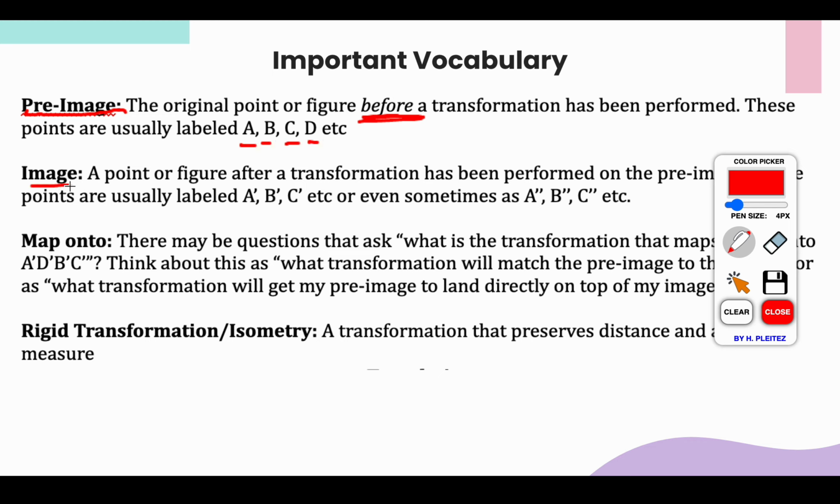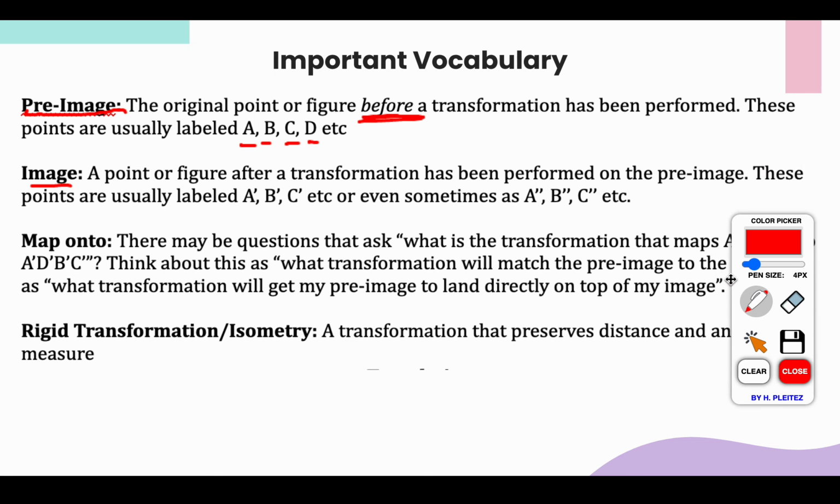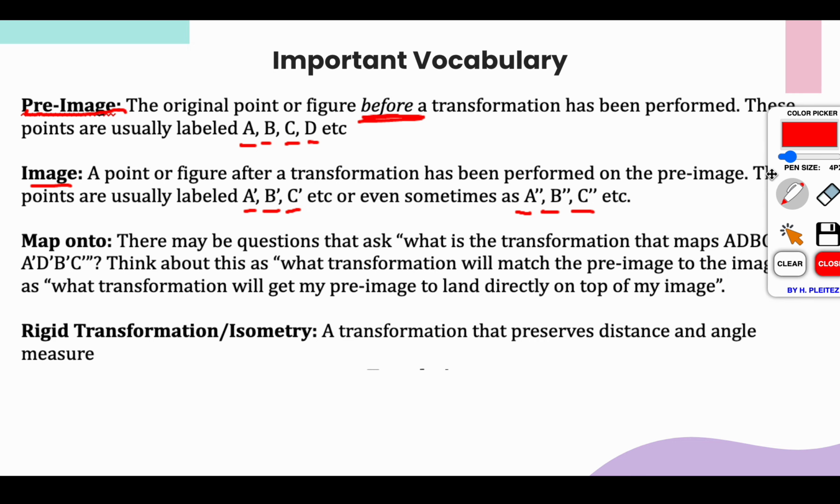Now the image are the points of a figure after a transformation has been performed. So these points are usually labeled with those prime symbols. So remember, we have A prime, B prime, C prime. We sometimes might even see A double prime, B double prime, C double prime, or maybe even triple primes and quadruple primes, depending on how many manipulations we are doing.